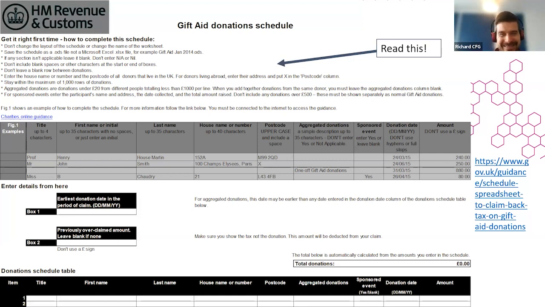So yes, exactly. Then postcode: when they're looking at address, mostly they're interested in house number and postcode, but they very helpfully give you an example of what you would do if it's somebody who's giving a gift from overseas. For a UK taxpayer giving a gift from overseas, you just put an X in the postcode. You don't leave it blank.